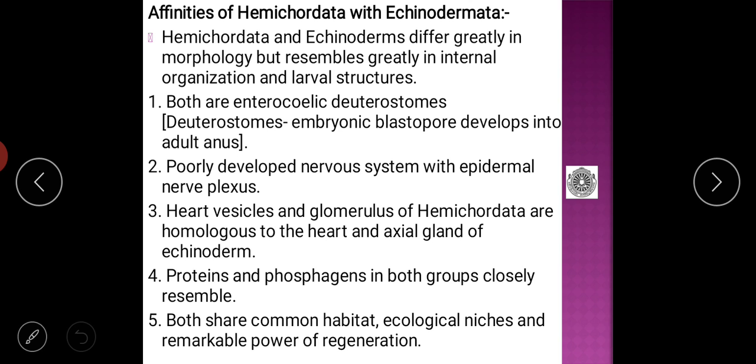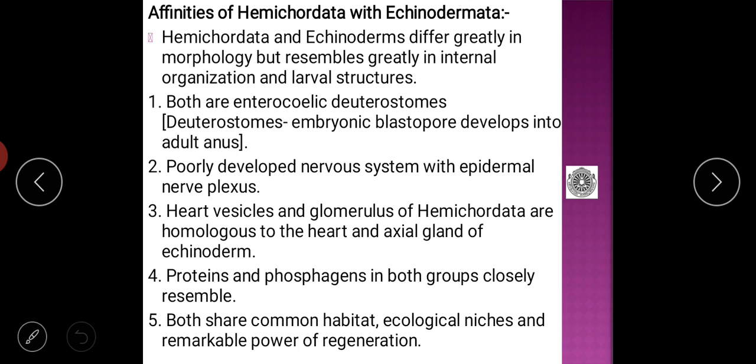Now coming to affinities of Hemichordata with Echinodermata. Affinities means the resemblances or similarities. Hemichordata and echinoderms differ greatly in morphology but resemble greatly in internal organization and larval structures. Both are enterocoelic deuterostomes with a poorly developed nervous system with epidermal nerve plexus.